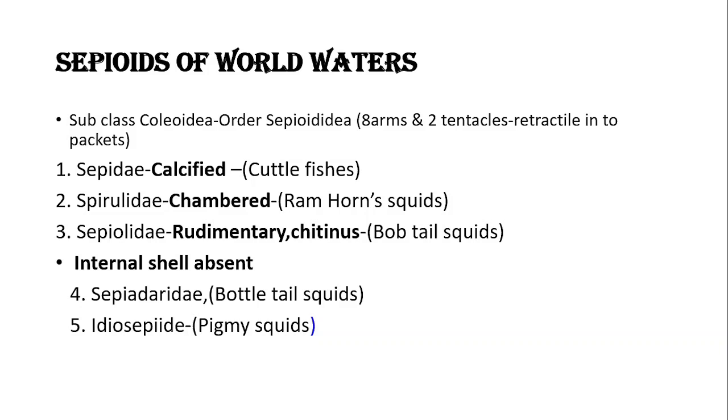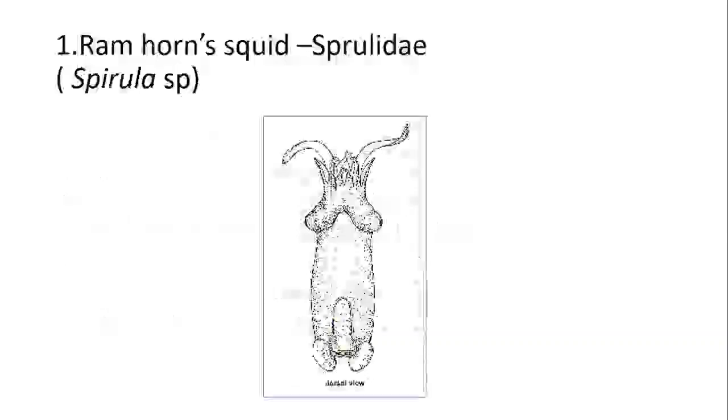The subclass Coleoidea includes the order Sepioidea. The general character is 8 arms and 2 tentacles, retractile into pockets. In Sepiidae, the calcified cuttlebone is present in cuttlefish. In Spirulidae, the chambered shell is present in ram's horn squids. In Sepiolidae, a rudimentary chitinous gladius is present in bobtail squids. The internal shell is absent in Sepiadariidae, the bobtail squids, and Idiosepiidae, the pygmy squids.